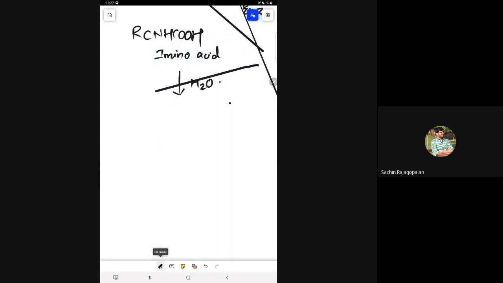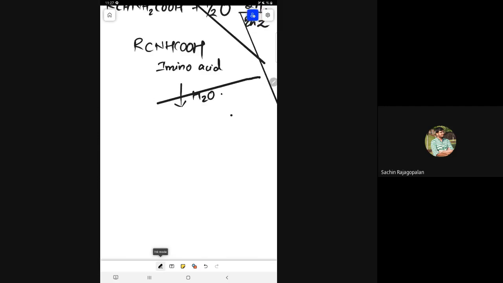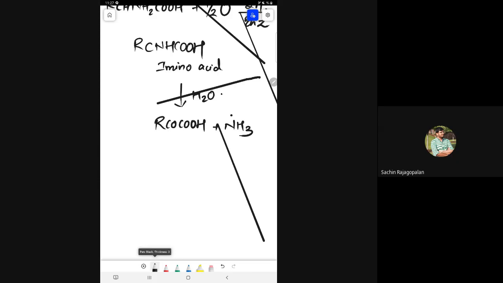In presence of a water molecule, we are going to convert it into a keto acid, wherein you are going to get rid of the amino group in the form of ammonia. So NH and two hydrogens, which are going to come from the water molecule. That's how ammonia is going to be given out, and what you're left with is a keto acid.